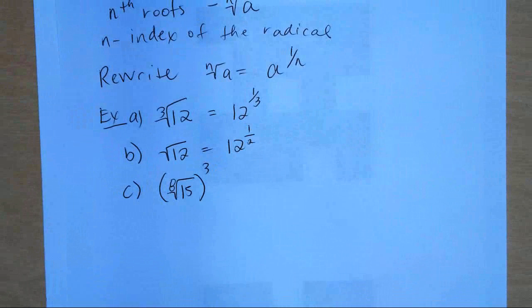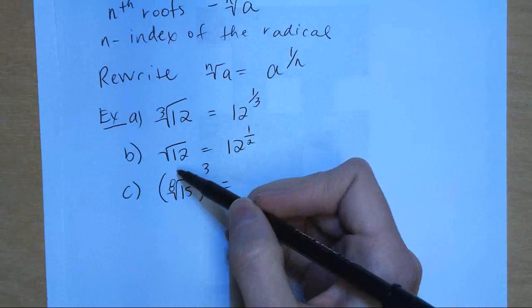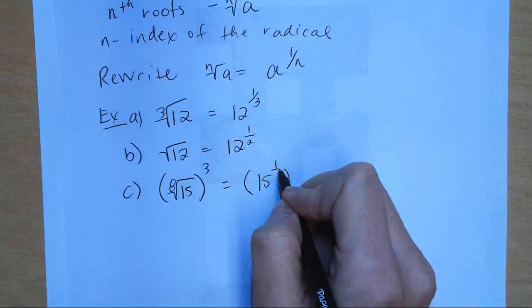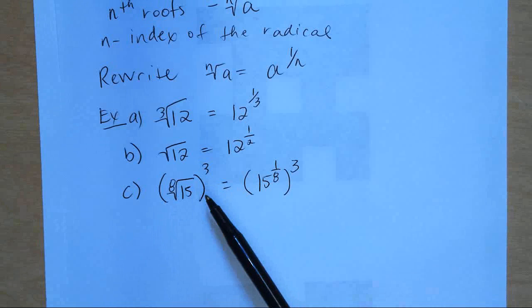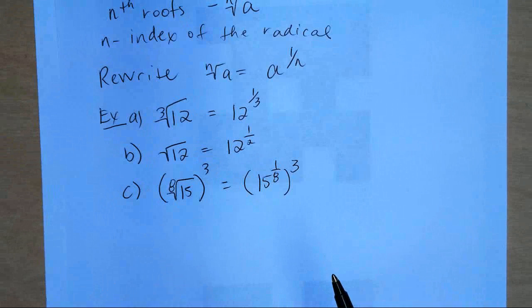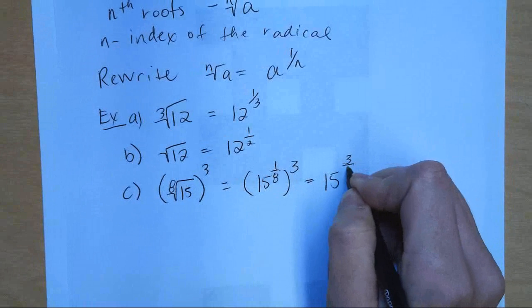Now we have the 8th root of 15 cubed. We're going to rewrite this to where it's all a fraction. So first of all, what does the 8th root of 15 look like in fraction form? 15 to the 1/8. All I did was change how the inside looks, right? And now I have an exponent to an exponent. What do you do with those? Multiply. So this is 15 to the 3/8.